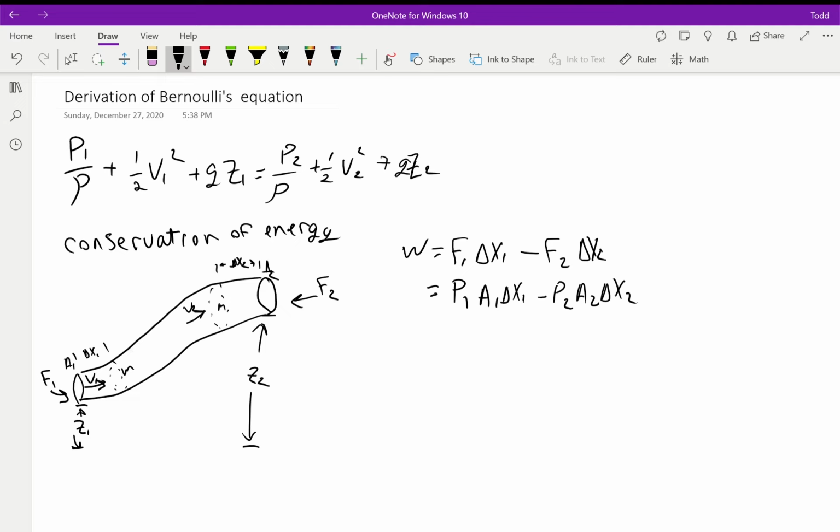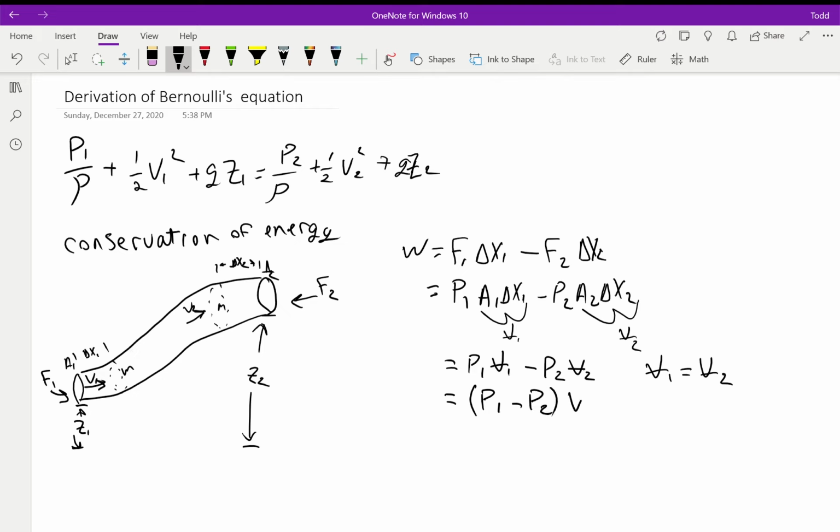With these two, area times distance is volume, so we have pressure 1 volume 1 minus pressure 2 volume 2. Since we know that the volume stays the same from the entrance to the exit, we have pressure 1 minus pressure 2 times volume.